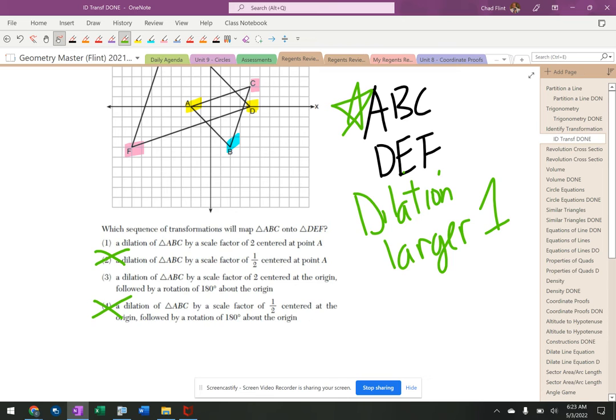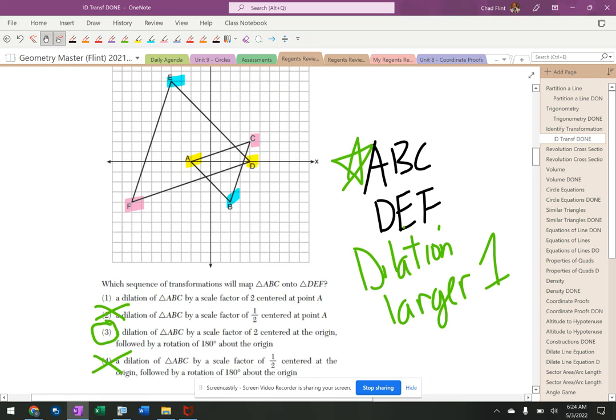All right. So dilation of scale factor 2 and then a rotation of 180, or just a dilation of scale factor 2 centered at point A. Okay. So now this is a little complicated here. I'm going to go for this one just because the other one I don't completely understand, like most people. All right, but let's look and see what happened.